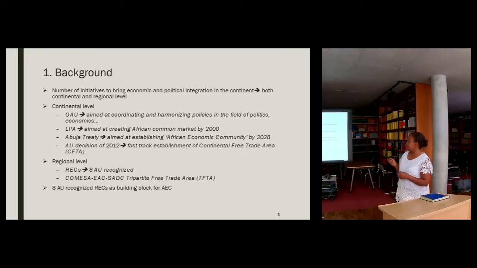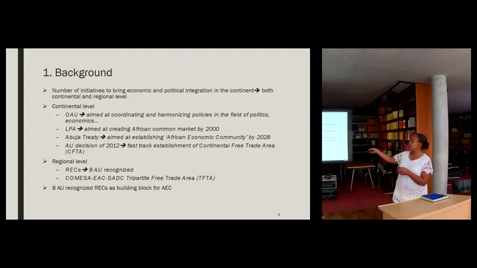So coming to the background, there are a number of initiatives under Africa, the formerly Organization of African Unity, now the African Union, to have regional as well as continental-wide integration. At the continental level, the charter of the OAU aims at coordinating and harmonizing economic policies. Then in 1980, we have the Lagos Plan of Action, which aspires at creating an African common market by the year 2000. But that was not possible, so another agreement was signed in 1994, the Abuja Treaty, which aims at forming the African Economic Community by the year 2028, through different stages of the integration process.